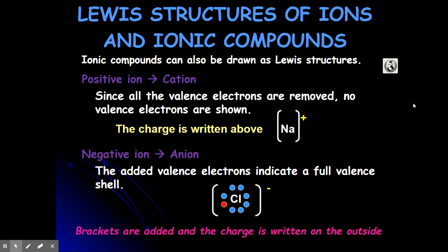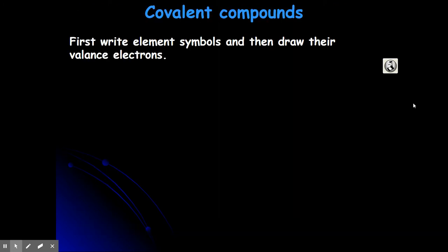But the individual atom rules do get modified a little bit when they're in compounds to make the compounds, quote unquote, happy. So here we go. Covalent compounds. We're going to start off with the elements in the compound. So we're going to deal with water. Water, everybody knows what water is. Its formula is H2O.